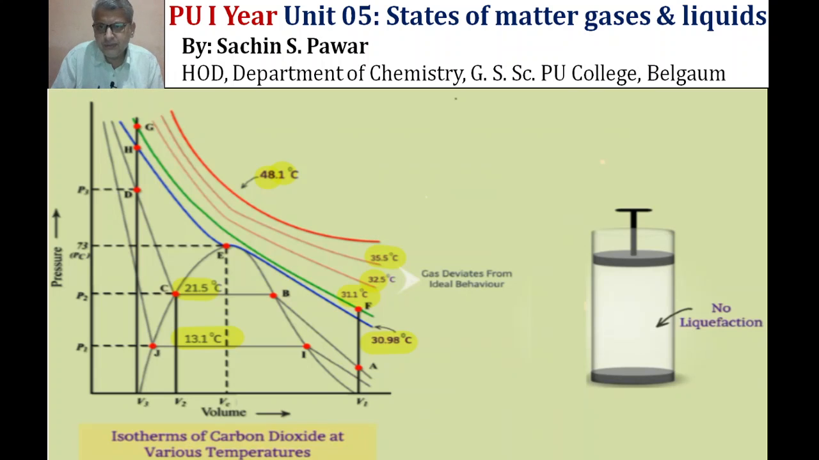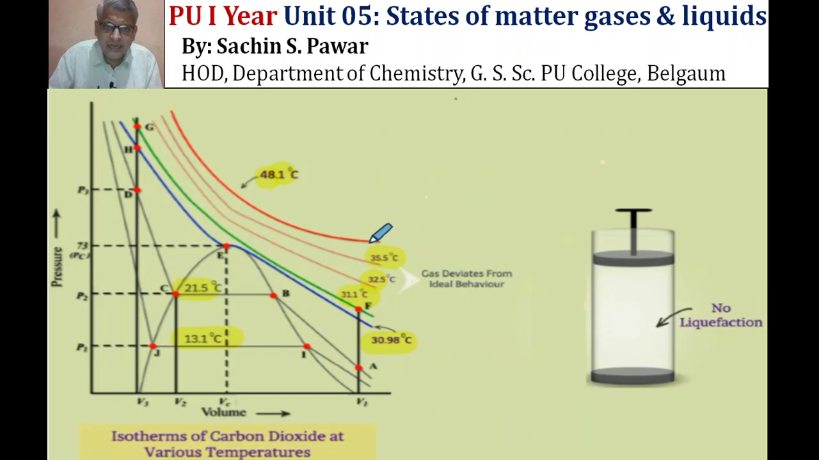If you see these curves carefully, the curve at 48.1 is following Boyle's law, because pressure is found to be inversely proportional to volume. But if you observe these, here also liquefaction is not there. At 35.5, 32.5, 31.1, liquefaction is not there.